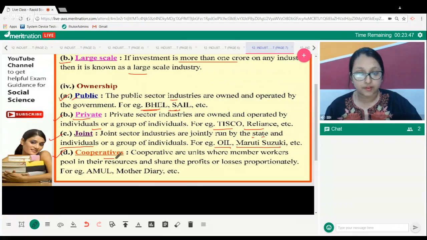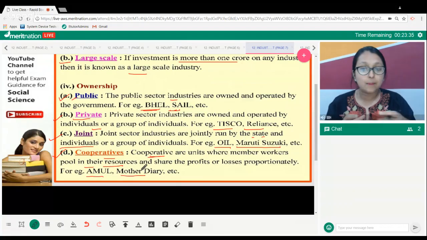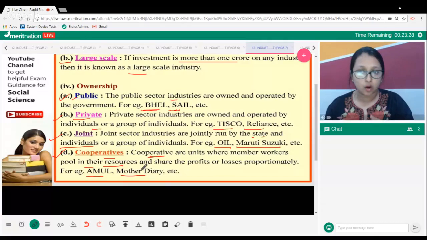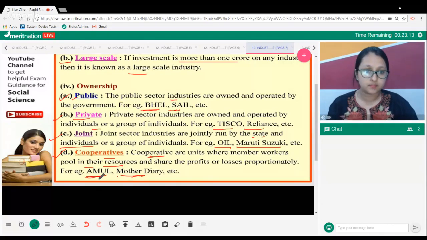Then come cooperatives. Cooperative units are where members pool in their resources and share the profit or losses proportionately, like Amul and Mother Dairy. They are basically units of people who are working together and pooling in the resources. It can open in maybe a small house or in a factory where a lot of people come together and then share their profit or losses. Fine. So examples are Amul and Mother Dairy. Amul is Anand Milk Union Limited. Okay, so it's a very good example of a cooperative.